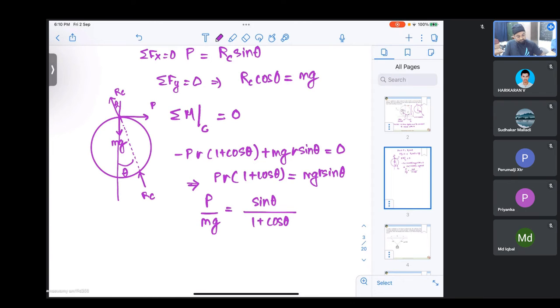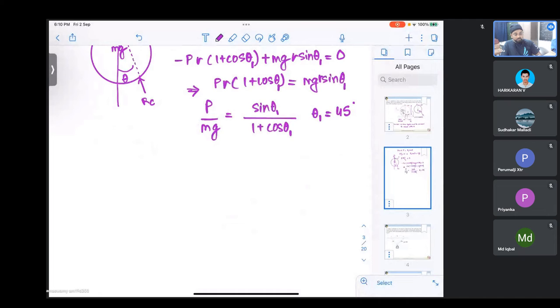One small issue here. I will call this theta 1 because this is not that theta which we have defined. Theta 1 is 45 degrees. It is given in the problem. So I hope you have understood that. So theta 1 is 45 degrees, so we can just substitute simply and we get P by mg is equal to 1 by root 2 upon 1 plus 1 by root 2, which is nothing but 1 by 1 plus root 2.